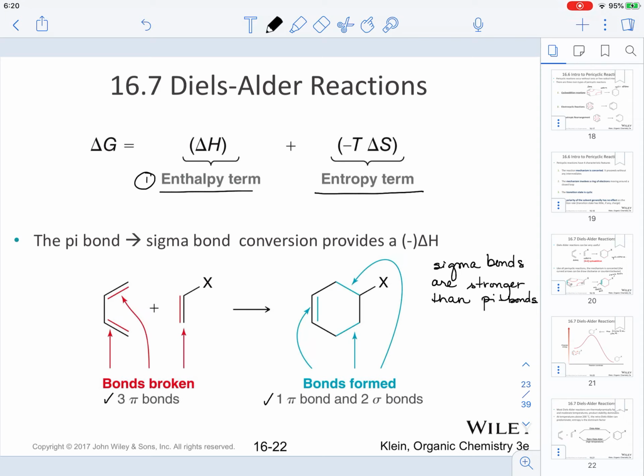So when we look at that enthalpy term for this process, because we are generating 2 sigma bonds, understand that this process is going to have a negative value. So the reaction is known to be exothermic.